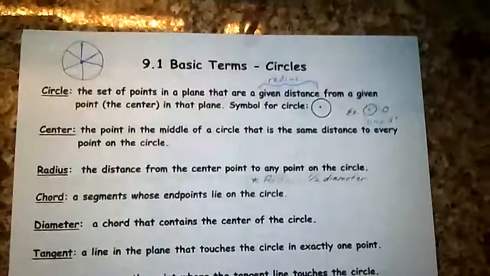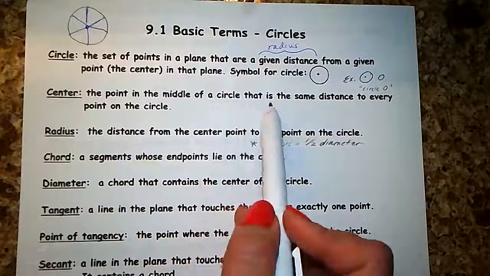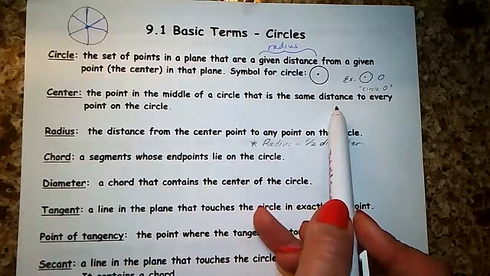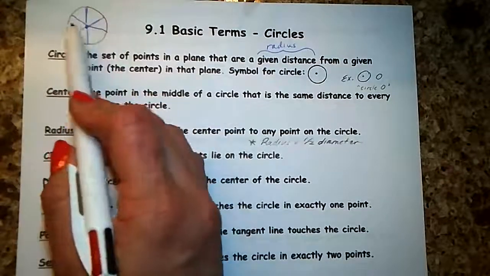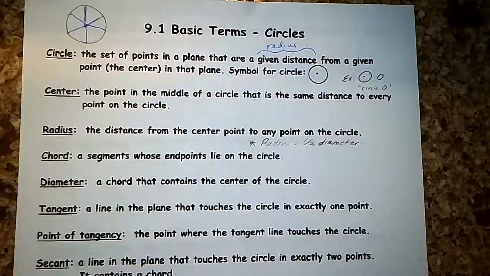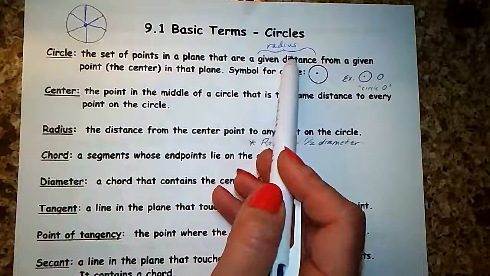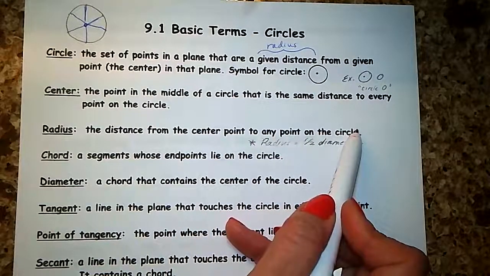All right, let's look at the next definition, the definition of a center. It's the point in the middle of a circle that is the same distance to every point on the circle. We just talked about that. That center point has the same distance to every point that's on the circle. And of course, we also talked about the radius. Radius is that given distance from the center point to any point on the circle.